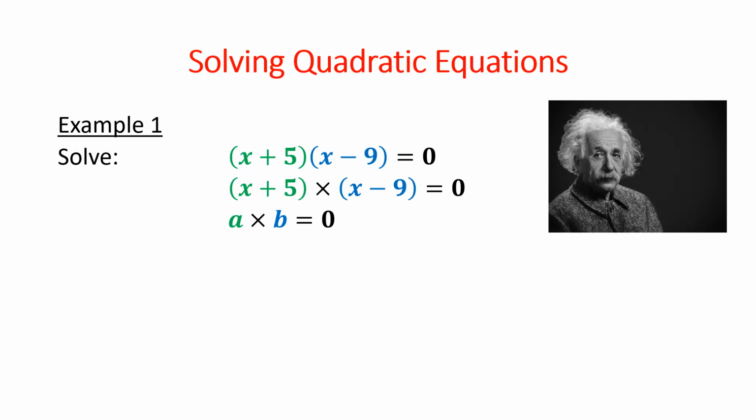And the only way to make it equal to 0 is either the first factor, a, has to be 0 or the second factor, b, has to be 0. So we can say either x plus 5 is 0 or x minus 9 is 0. And from here we can find our two solutions. X must be either negative 5, which makes the first factor 0, or x has to be positive 9, which makes the second factor 0.